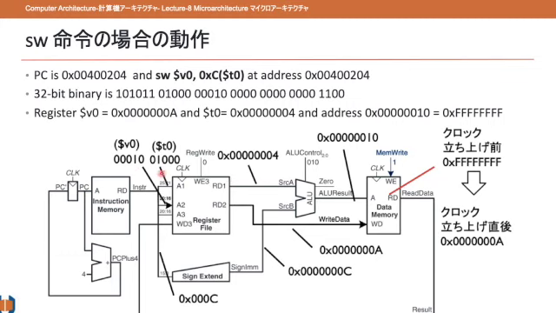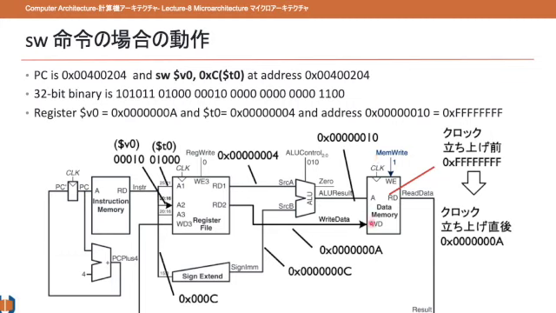The first thing is calculating the address. So the base address is 4 and the offset is C. So 4 plus C in decimal is 10 here. So we'll get the memory address here, 10. Now we need to write the value. 00010 is the address of V0. So V0 comes here. That means in this path you will get the value 0000000A here.